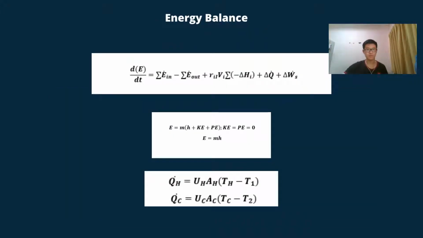Finally, we'll derive the energy balance by using this equation. dE/dt equals the sum of energy in minus the sum of energy out plus rate of reaction times volume of reactor times the sum of enthalpy of reaction, plus heat plus work. And since kinetic energy and potential energy are assumed negligible, energy equals mass times enthalpy. QH is the heat supplied by the heater, and QC is the heat removed by the cooler. And this is the energy balance for the SMR reactor.